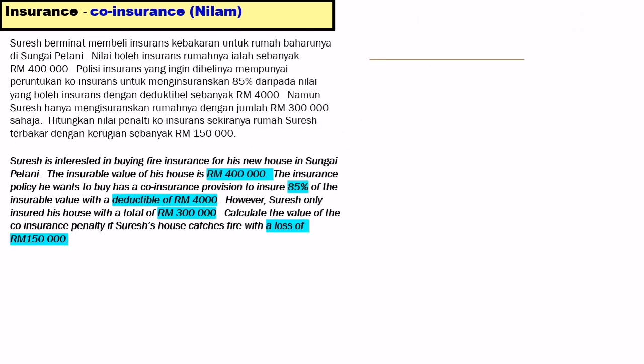Okay, now we proceed to second question. It is about the fire insurance. Suresh is interested in buying fire insurance for his new house in Sungai Petani. The insurable value of his house is 400,000 ringgit. The insurance policy he wants to buy has a core insurance provision to insure 80% of the insurable value with a deductible of 4,000. However, Suresh only insured his house with a total of 300,000. Calculate the value of core insurance penalty if Suresh's house catches fire with a loss of 150,000.